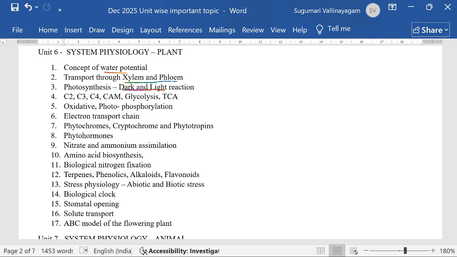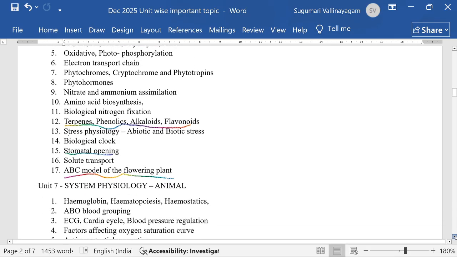Then nitrogen and ammonia assimilation and amino acid synthesis in plants, and biological systems for nitrogen fixation. Phytochemicals are another very important topic, and they ask more questions from it. Also stress physiology, biological clocks, and stomata opening and closing, which is also important. And the ABC model of flowering: definitely they will ask one question from it.